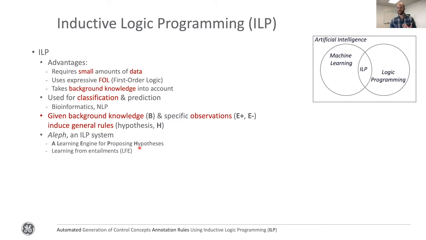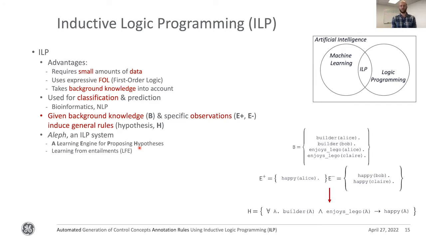So even if you don't have enough examples to describe a specific concept, but you can describe that concept in first order logic, you can write it down and it will be used straight away. This branch is usually used for classification and prediction, such as in bioinformatics and NLP. So, given background knowledge and some specific positive and negative observations, we can induce a general rule, the hypothesis in this case, that describes the concept.